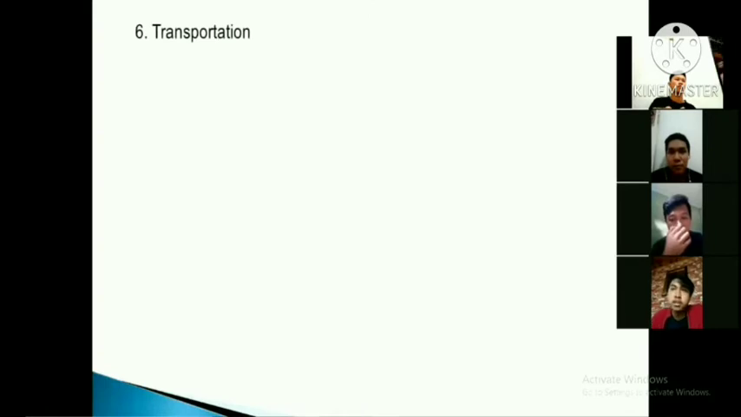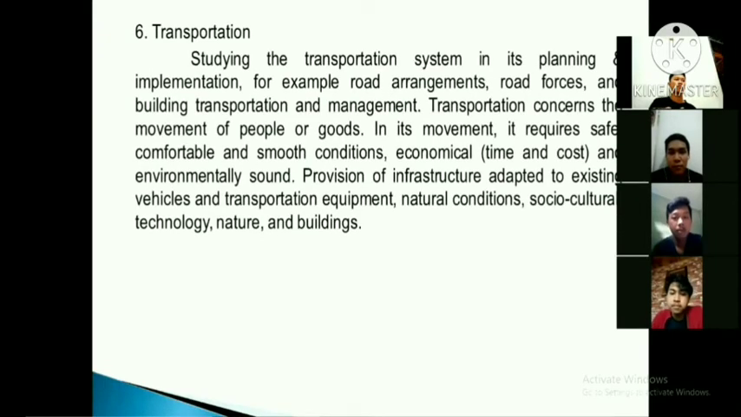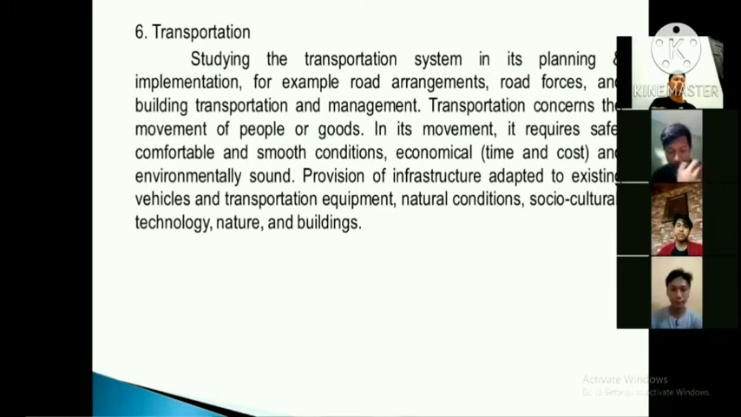And the last, transportation. Transportation studies the transportation system in its planning and implementation, for example, route arrangement, route strength, and transportation buildings and management. Transportation concerns the movement of people or goods.